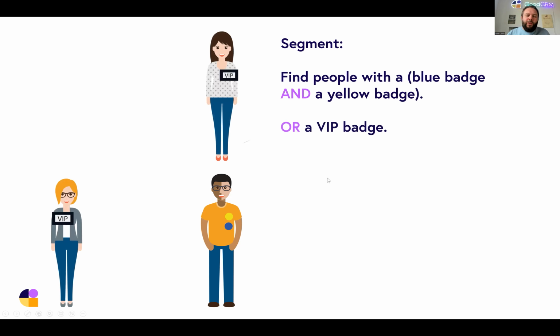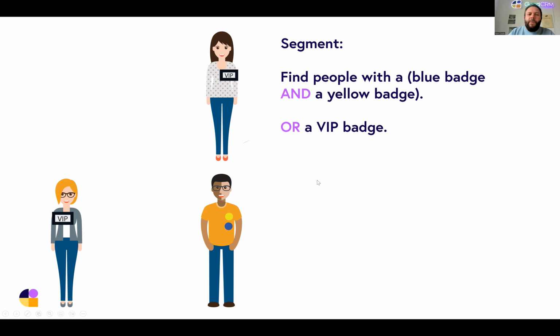We can go one step further and use a combination of and/or in one segment. So in this case, we're saying find people with a blue badge and a yellow badge, so that's our chap here, or a VIP badge. You can see that blue badge and yellow badge is in parentheses here. Essentially, we're looking at that condition together. And we're saying find people that match blue badge and yellow badge, or also find people with a VIP badge.